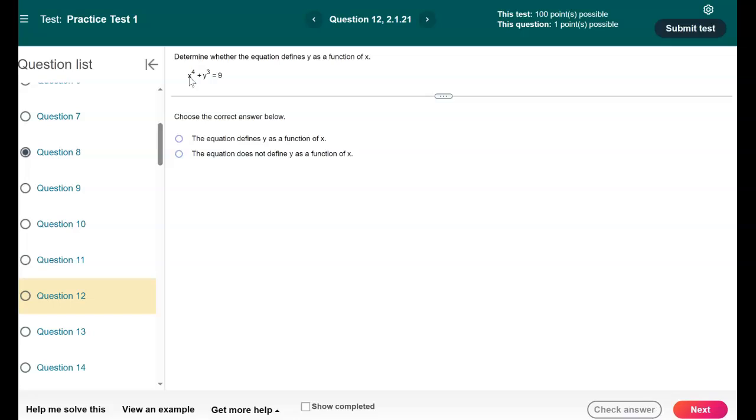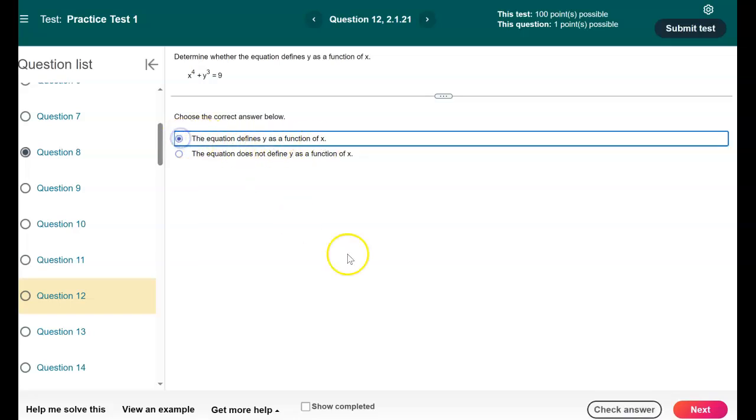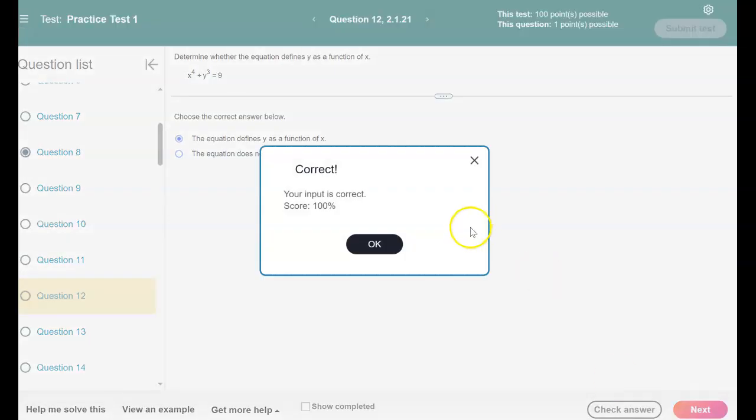But if when you assign a value for x you get just 1 value of y, then it is a function. Generally, if you have something like this and they're raised to a power, you just have to look at the power of your y variable. If it is raised to an odd power, it is a function. If it is raised to an even power, it is not a function. In this case, the y is raised to an odd power, so that is a function. The equation defines y as a function of x. So let's check. There we go.